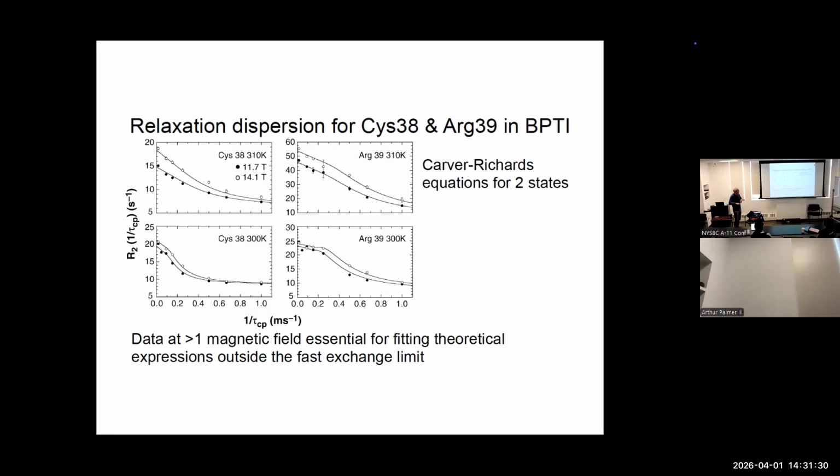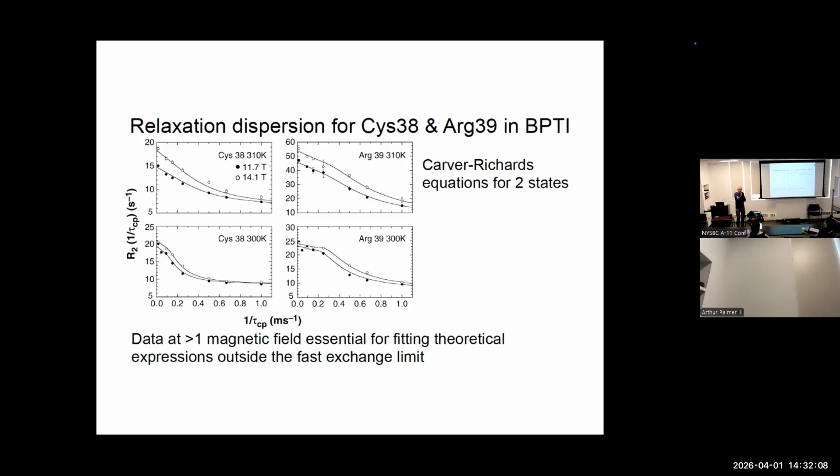If you look at arginine 39 at 310, that's where we had the data originally. If we only had data at one field, you could see we could almost fit a curve that looked like cysteine 38 to the data. There's a very small kind of hump in the fitted data for arginine 39 and 310. If the fit was the fast limit equations, they don't have that kind of hump, but we would get almost the same fit at one field.